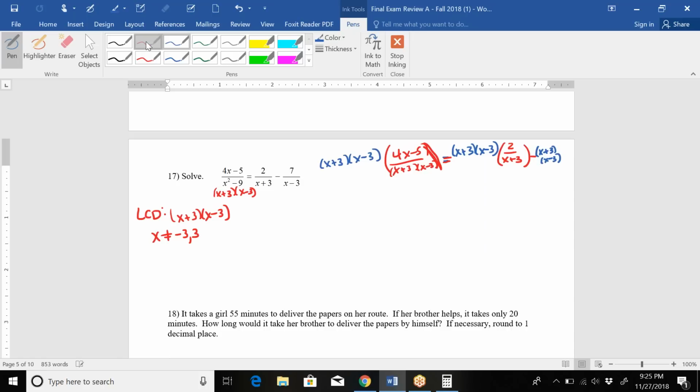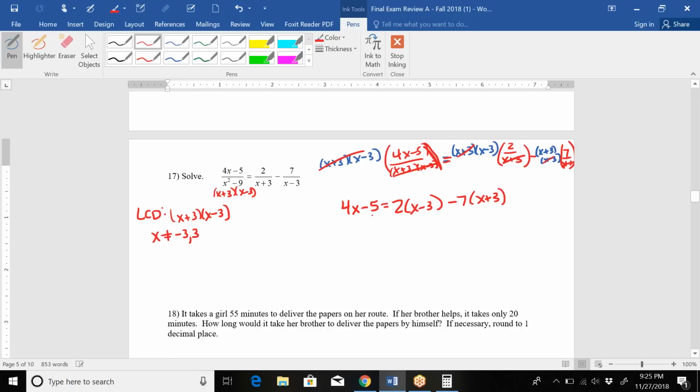And that is, I'm running out of room, times the 7 over x minus 3. Okay, in the first one, the whole denominator cancels, so that just leaves me with 4x minus 5. In the second one, the x plus 3's cancel. That leaves me with a 2 times an x minus 3. In the last one, the x minus 3's cancel. That leaves me with a negative for the sign in the middle, a 7, and an x plus 3.